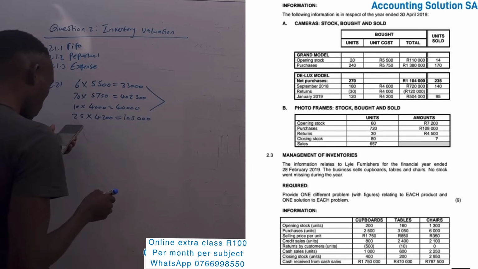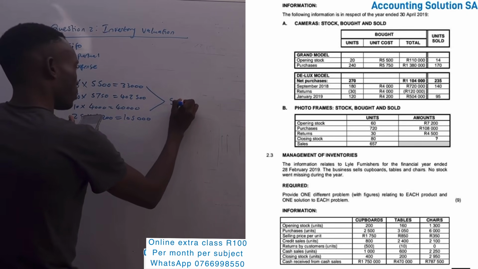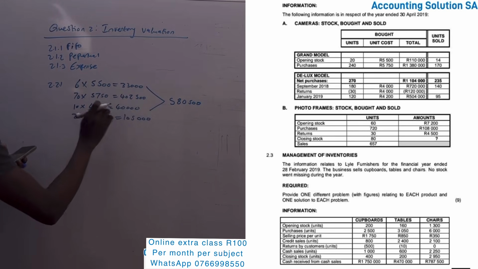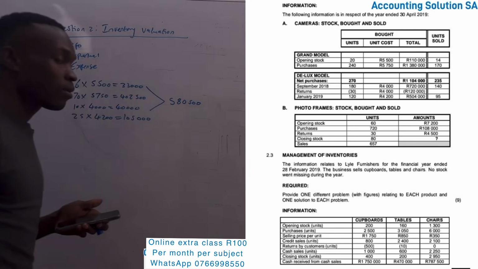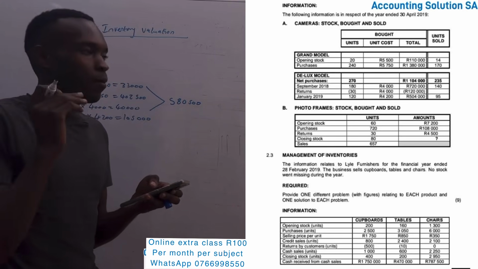Then we have to get the total now, which is 580,500. You just add this 1, 2, 3, 4. They're gonna give you this one. Very simple stuff. That's how we calculate a specific identification method.